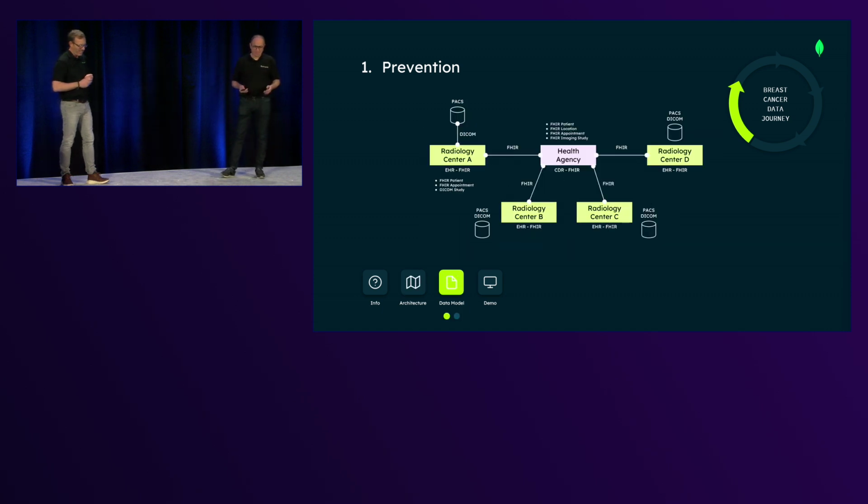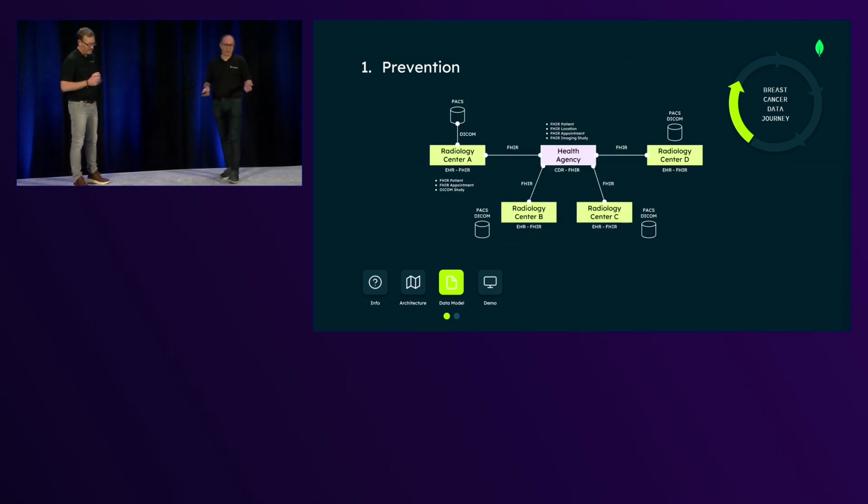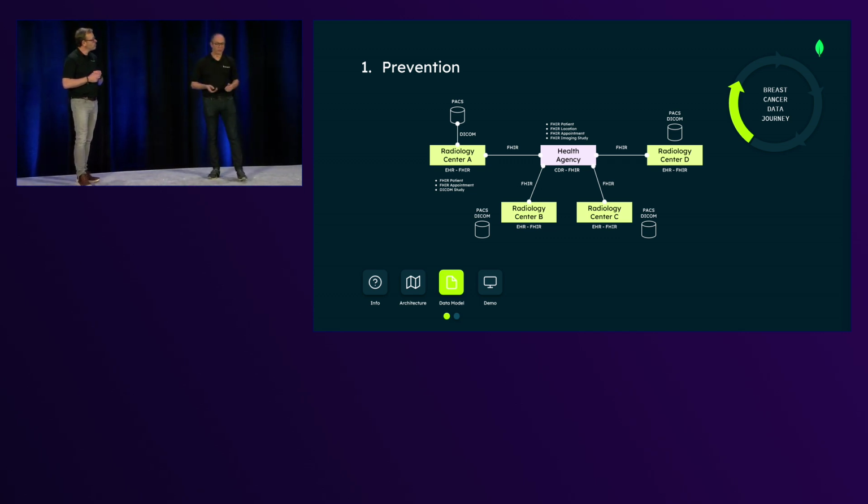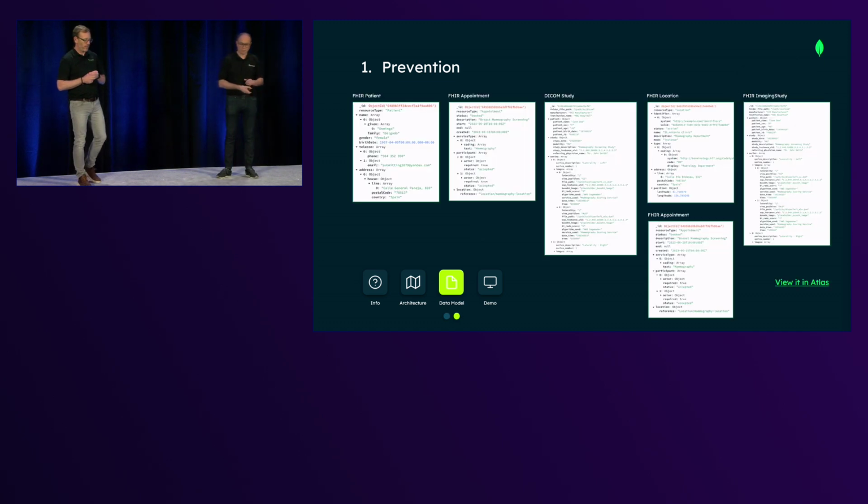So what does that look like then, Fred, in reality? So in reality, how it's going to look. As you said, I've got different radio centers where all my patients will be. And as you see, I've got really different types of data coming from my different radiology centers. And all of this data is centralized within my global agency. So now let's have a look at our document model. Let's see how it looks.